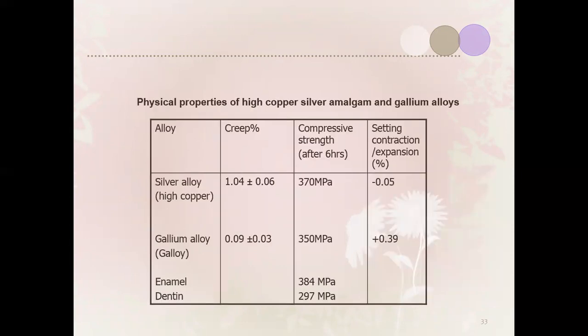Physical properties of high copper silver amalgam and gallium alloys. So this is the comparison. Creep in high copper is 1.04 plus minus 0.06%. In gallium alloys, it is 0.09 plus minus 0.03%. Compressive strength: in silver alloy, it is 370 megapascals. In gallium alloys, 350 megapascals. Setting contraction or expansion: in silver alloy, it is minus 0.05%, and in gallium, it is plus 0.39%.